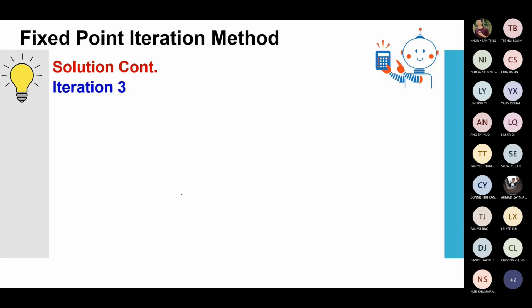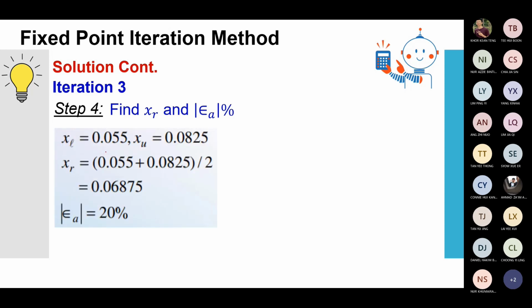Okay, next we go for iteration 3. In iteration 3, also called step 4, we need to determine the new XR and then the new relative approximation error.